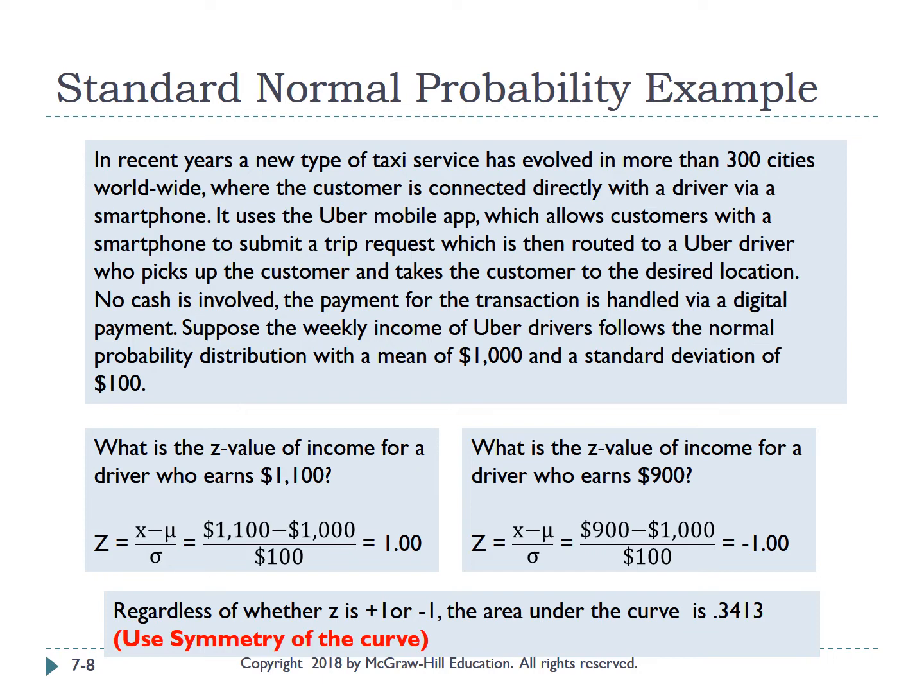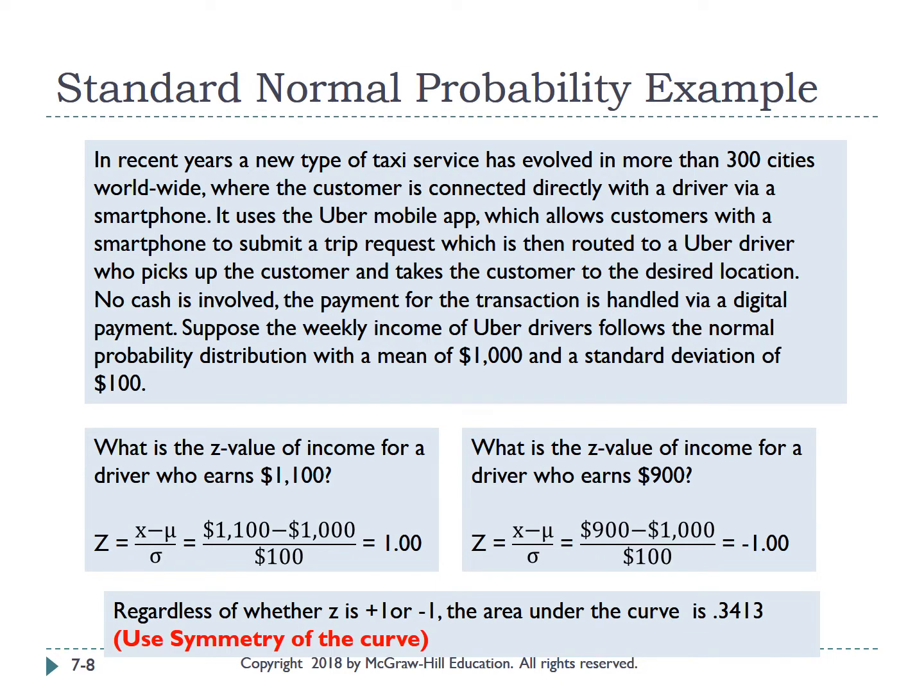Suppose the weekly income of an Uber driver follows the normal probability distribution with a mean of $1,000 and a standard deviation of $100. What is the Z value of income for a driver who earns $1,100? We want to find a Z value. Use the definition of Z value: Z equals x minus mu divided by sigma, where mu is 1000, sigma is 100, and x is $1,100. So substitute in the formula: 1,100 minus 1,000 divided by 100. So the answer is 1. The Z value is 1.